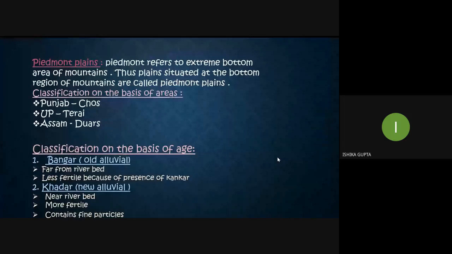Bhangar is known as the old alluvial and Khadar is known as the new alluvial. Bhangar is far from the river bed, meaning far from the main flow of the river. That's why it's less fertile, also because of the presence of kankar. And Khadar is called the new alluvial. It's near the riverbed and it's comparatively more fertile and it contains fine particles.